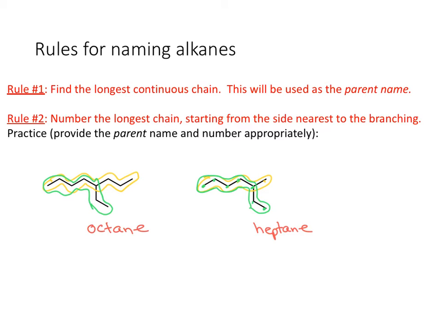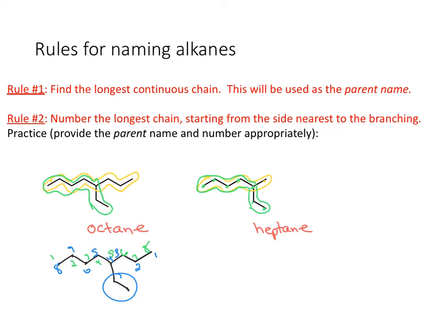Now rule number 2, we need to number these carbons. The rule is that you number from the side nearest to the branching. The branching is where something is hanging off of the chain. So I'm going to redraw this structure. I said the yellow portion is my parent chain. So I'm going to number from the side that gives the branching the lower number. If I number from the right, 1, 2, 3, 4, 5, 6, 7, 8, this branch arrives at carbon 4. Now if I numbered the other direction from left to right, 1, 2, 3, 4, 5, 6, 7, 8, that branching would occur at a later number, carbon 5. So the numbering in blue is the numbering that we want.